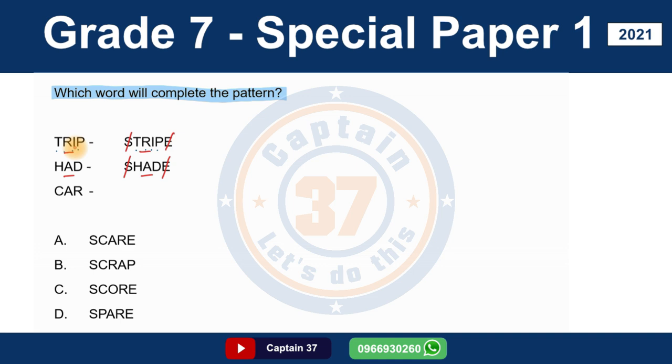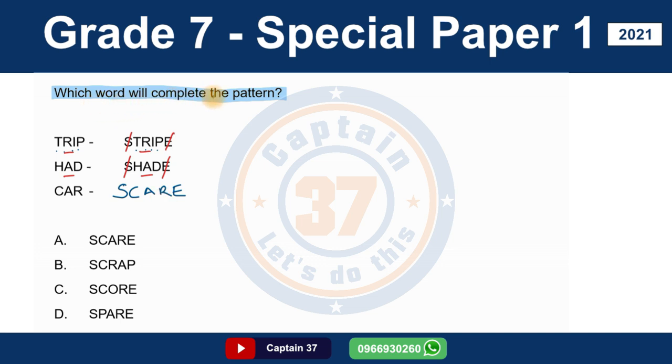Now, how about car? You notice that for each one of these that we subtracted, it's S at the beginning and E at the end. So here we are going to have S at the beginning, then C, A, R, then E. Why? Because there's E there and E there. That's the sequence.